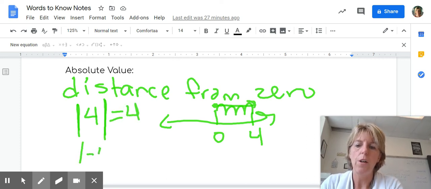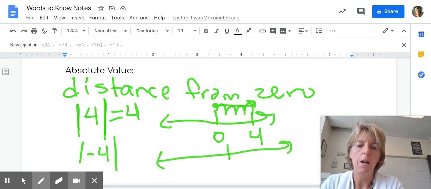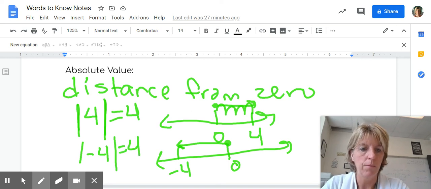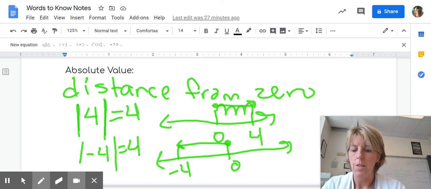What if I did absolute value of negative 4? I draw a number line. I have my 0. I have my negative 4. How far is negative 4 from 0? It's 4 away from 0. They're the same distance. 4 and negative 4 are the same distance from 0. So that's absolute value.